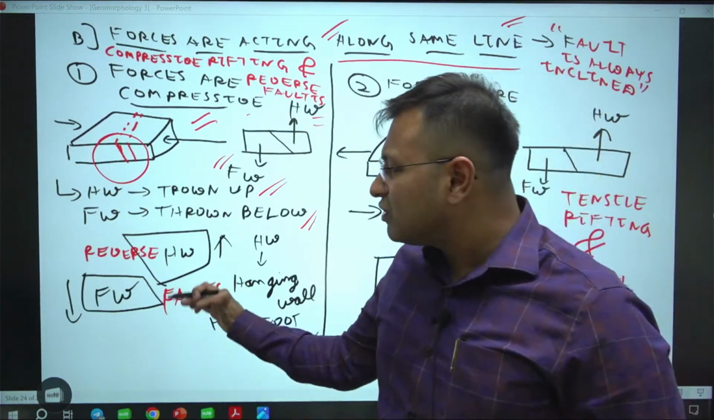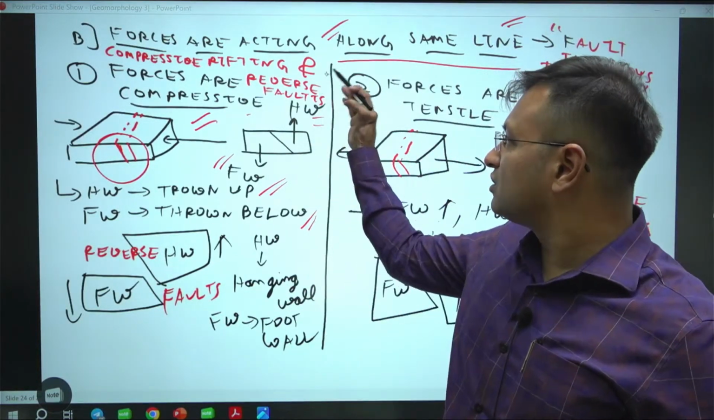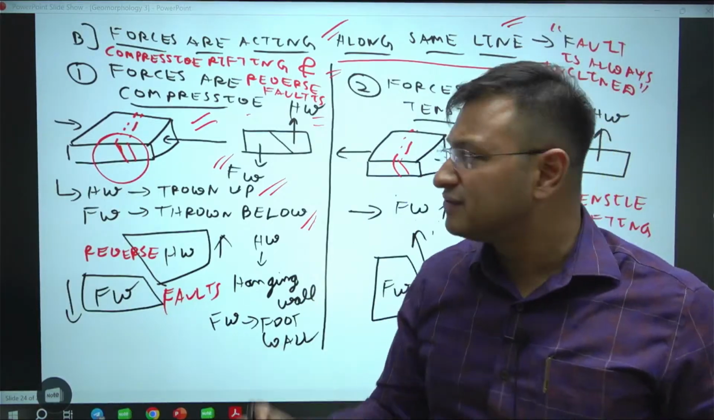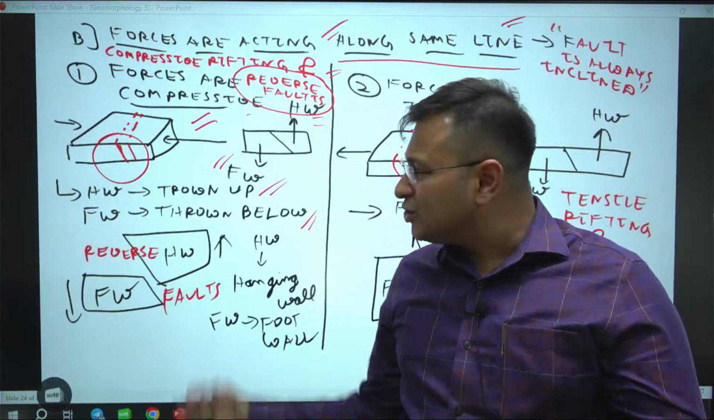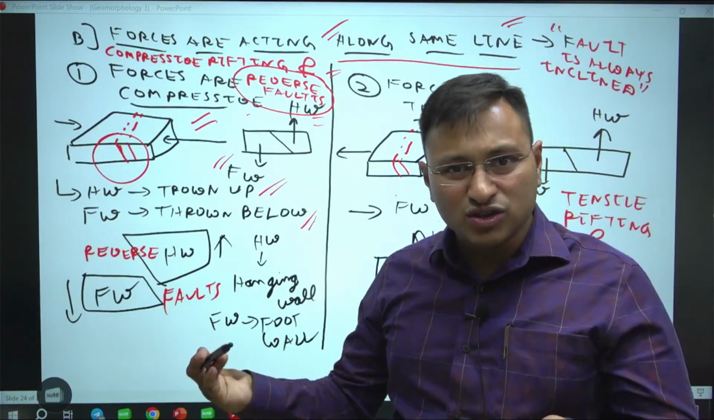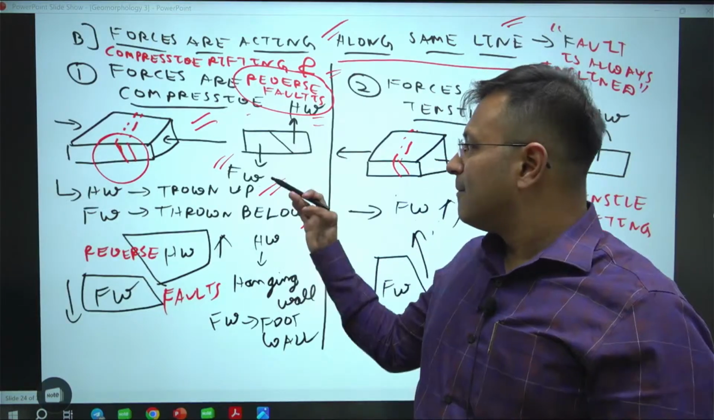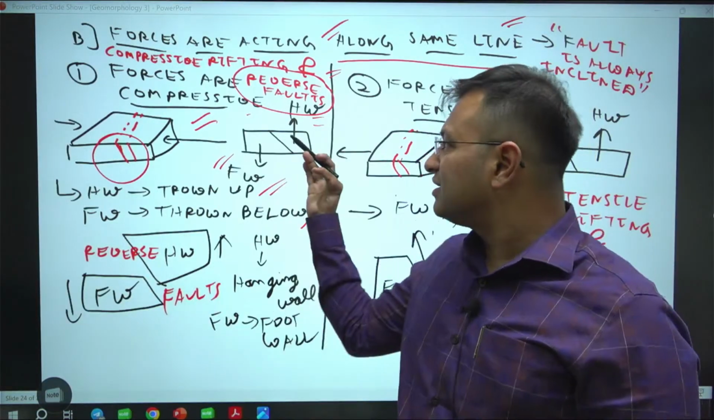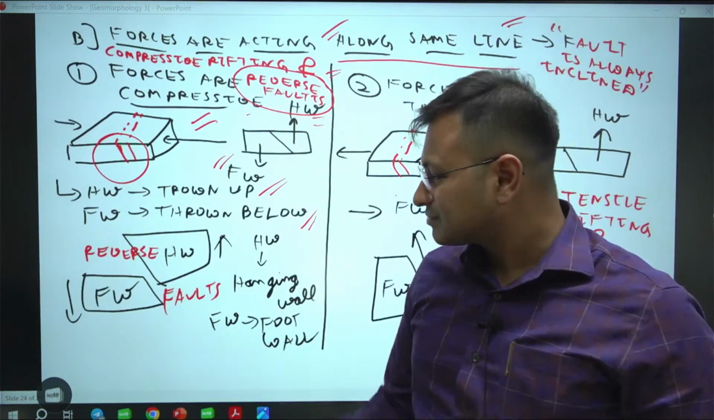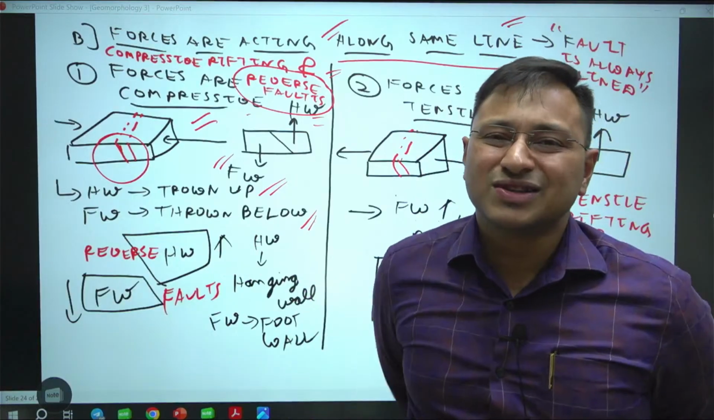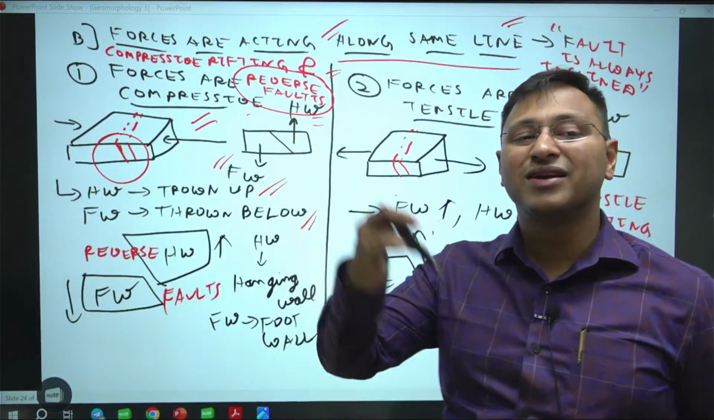So if the hanging walls are thrown up and the footwalls are thrown below, this process is referred to as what? This process is referred to as compressive rifting and reverse faulting. Why? Because ideally speaking, your hanging walls should carry less weight, they should be thrown below, and your footwall should be elevated. But in reality, the hanging walls are elevated and the footwalls are thrown below. Because of this, such rifting is referred to as compressive rifting and reverse faulting.